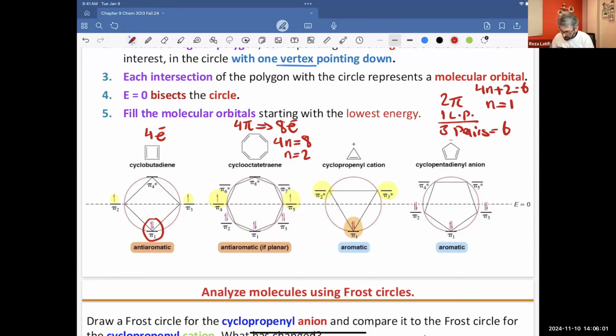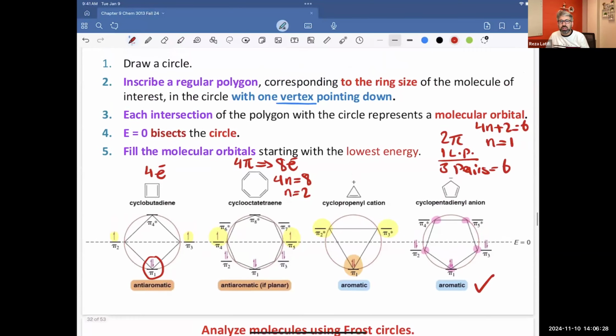Let's prove it. We have 5 carbon atoms, so I go 1, 2, 3, 4, 5. Here you go. We have 5 pi orbitals, and 3 of them are fully occupied and 2 of them are empty. I don't have a singly occupied orbital, so this system is going to be aromatic. And as you see, it says it is aromatic. And this is going to be the end of this lecture.